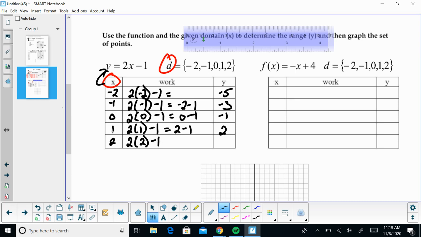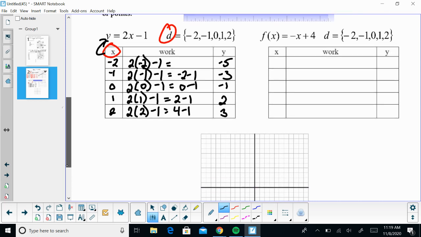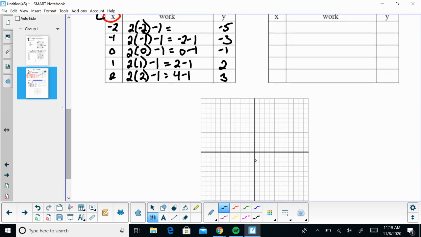Again, all I'm doing is plugging these x values into my equation. 4 minus 1, which would be 3. Now that I've got them all plugged in, I'm going to come down here and graph. So the first point I'm going to graph is -2, -5. So -2 on my x-axis, 5 on my y, 1, 2, 3, 4, 5.